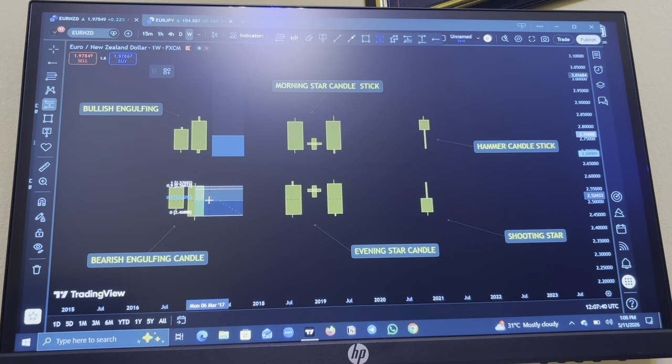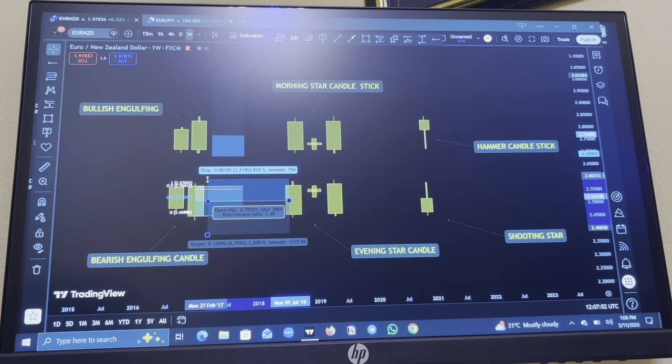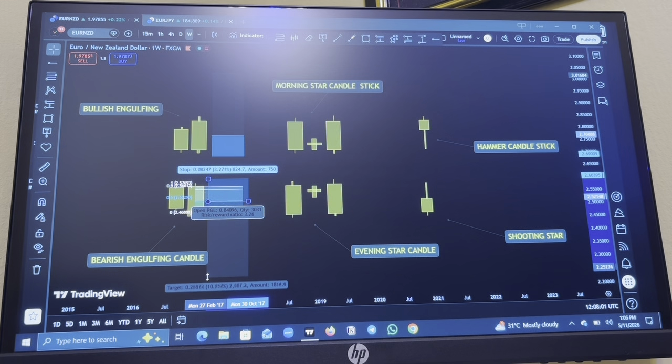But if you're waiting for a market execution, you can actually place your entry once a candle retraces at least 50%. Then you can place your stop loss just above the wick of the candle, and then your take profit. I do more of 1:3, right? So that is how you can enter this trade using candlesticks.